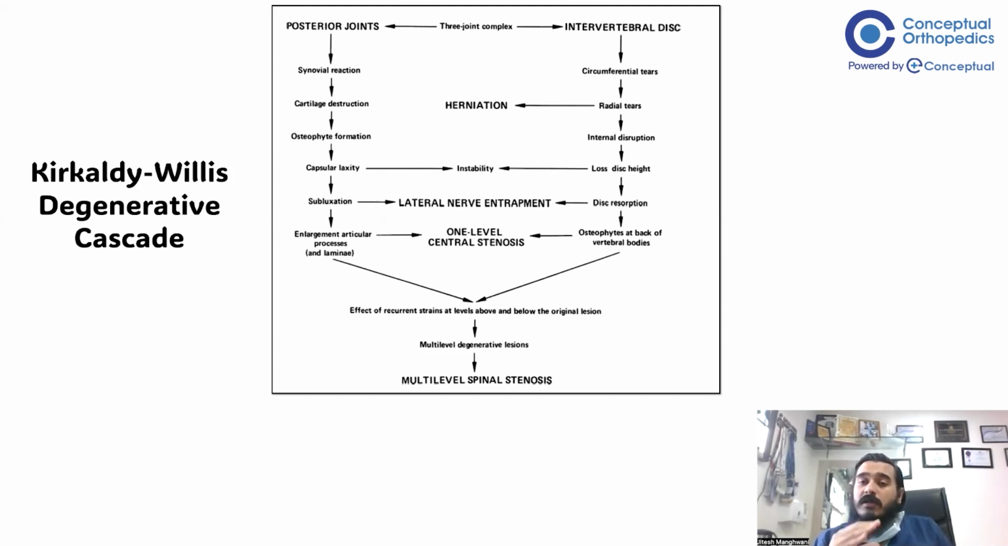So remember that a segment complex would be a three-joint complex. One is the disc space, and the facet joints are a pair. Hence, it is a three-joint complex. Two facet joints and one disc space contribute to the three-joint complex. And overall, when all of these elements are degenerated, that contributes to the development of stenosis.